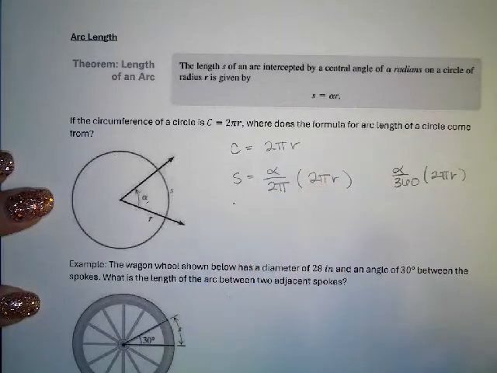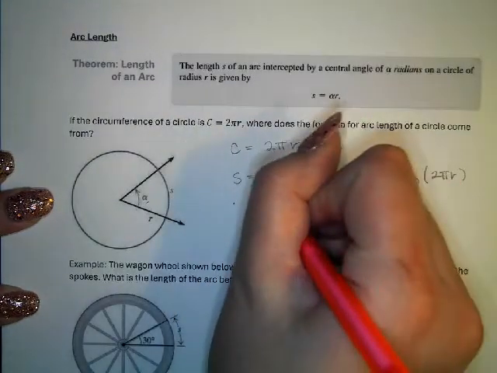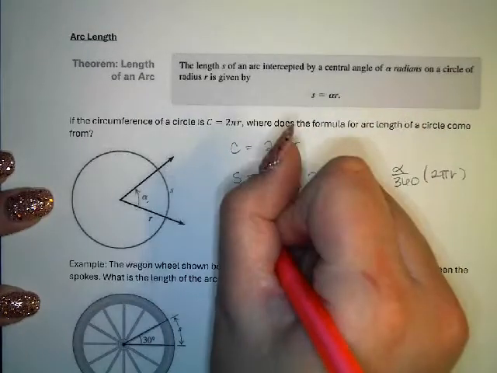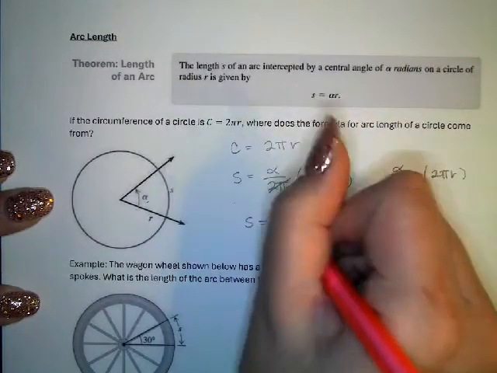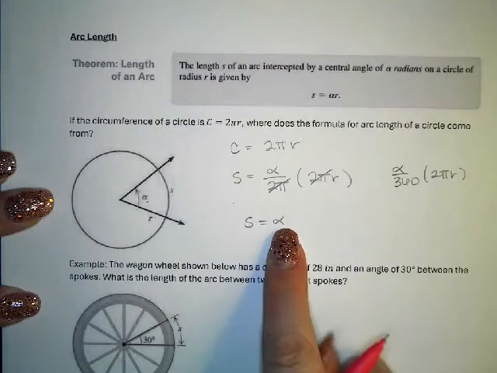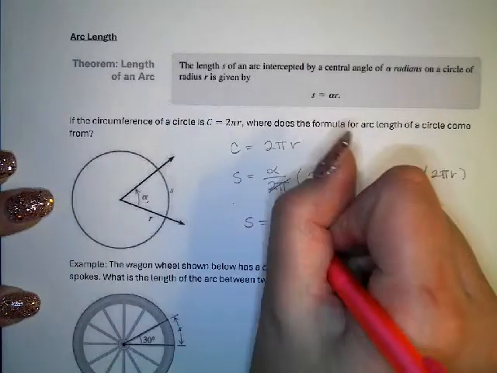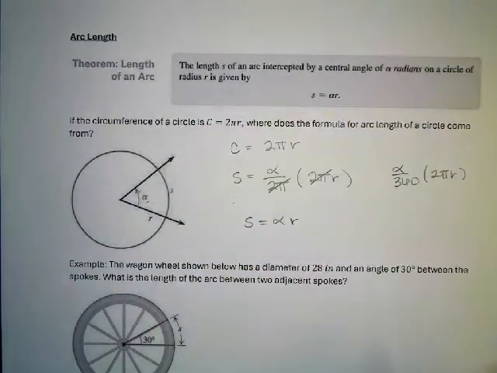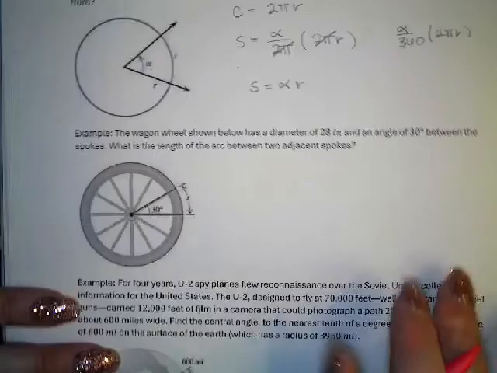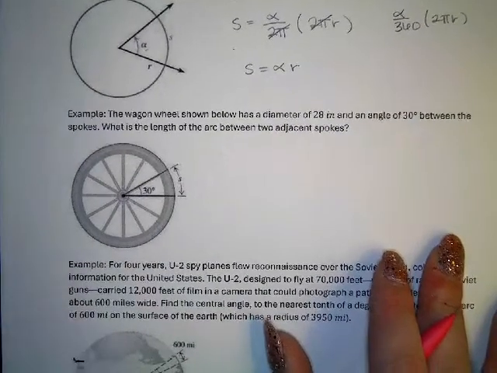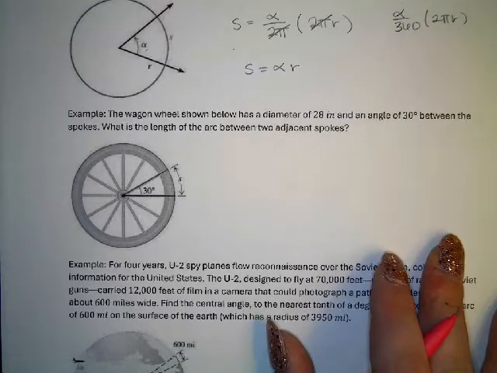And we just get that the arc length is the angle measurement that we're talking about, alpha, multiplied by the radius. And so it ends up being a pretty simple formula to use. So this example says we have a wagon wheel that's shown below with a diameter of 28 inches and an angle of 30 degrees between the spokes. What is the length of the arc between the two adjacent spokes?